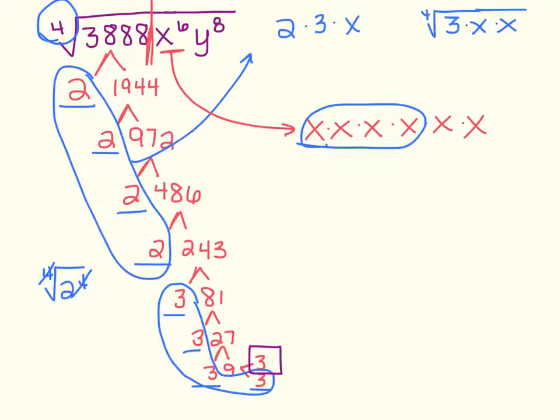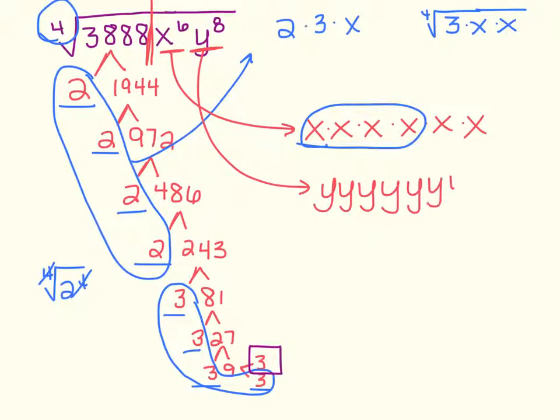Now let's look at my y's. For y to the 8th, that would be y times y times y times y, 8 times. Now when I look at groups of 4, I have a group of 4 here, so I get to bring one y outside. And I have a group of 4 here, so I get to bring another y outside. And I don't have any leftovers, so none of my y's stay inside the radical.